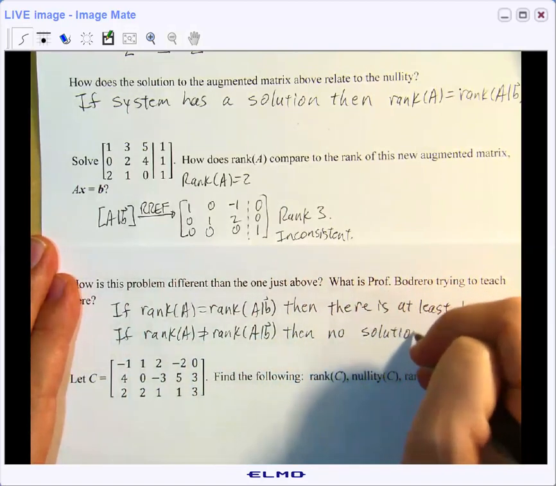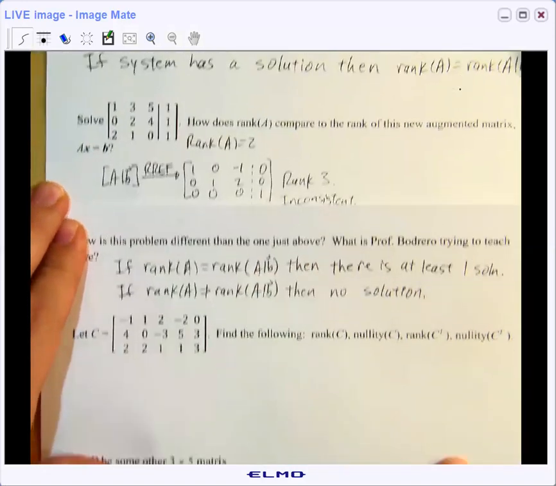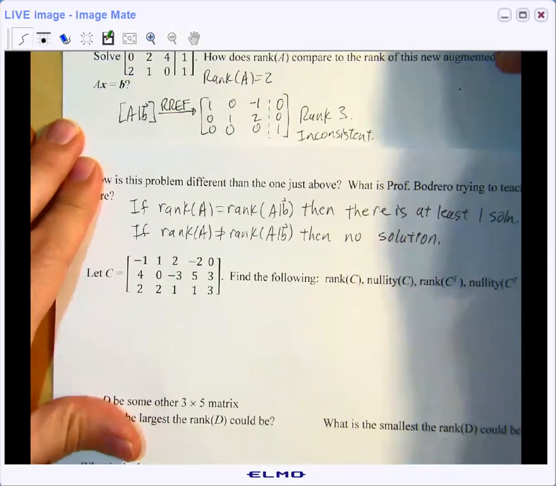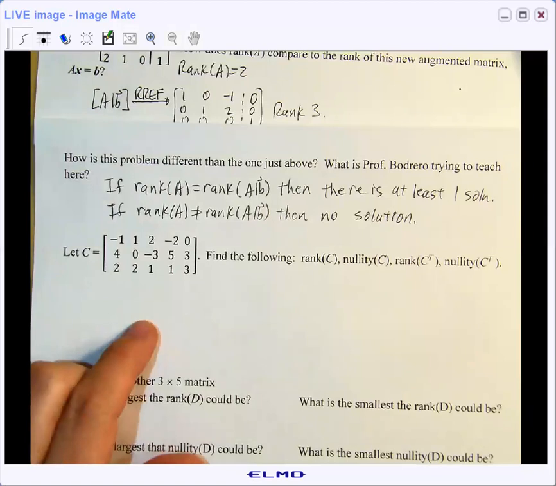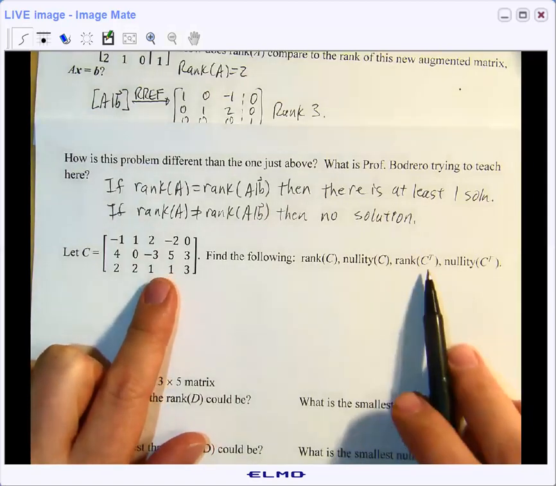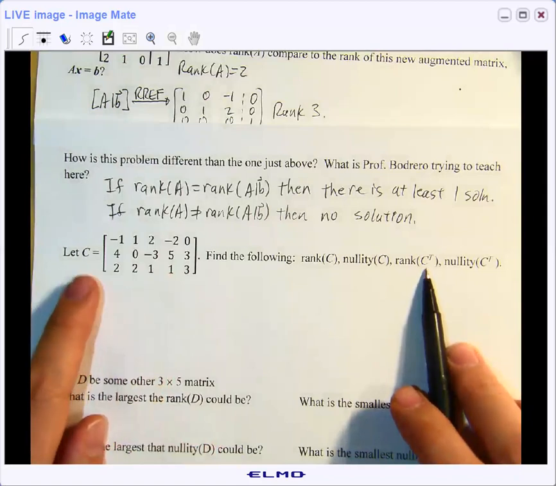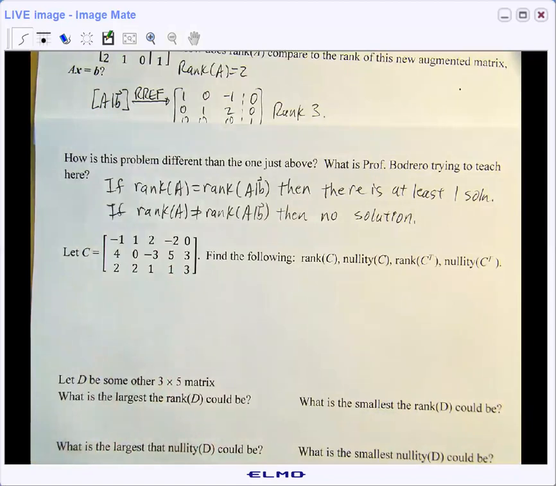Okay. All right. Now let's think about this a little bit more. Let's take this C matrix and we'll have you do a little work on him. I want you to find his rank, his nullity, and then let's take the transpose of this C matrix, find his rank and his nullity. Again, we'll let you pause on that to give it a try.